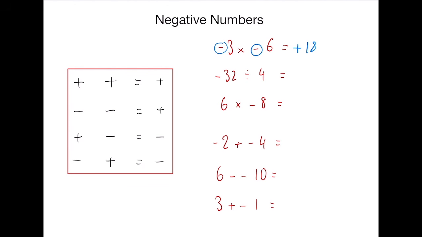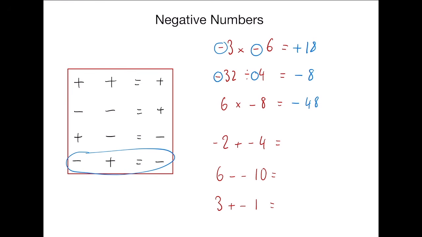18. Similarly, for the second one, we have a negative number and a positive number. Now, negative and a positive makes a negative, so it's going to be negative, and then 32 divided by 4 is 8. Next, 6 multiplied by minus 8, we have a positive and a negative, so it's going to be a negative, and then 6 times 8 is 48.